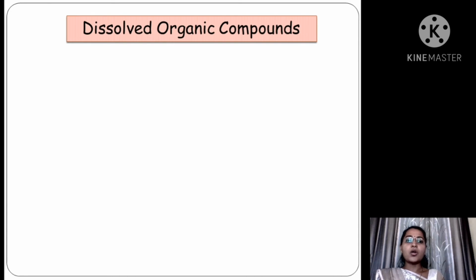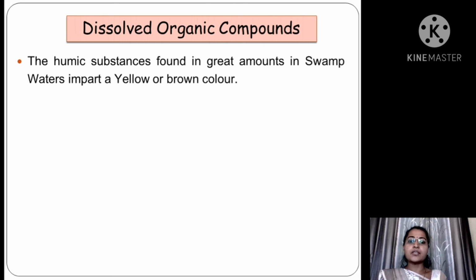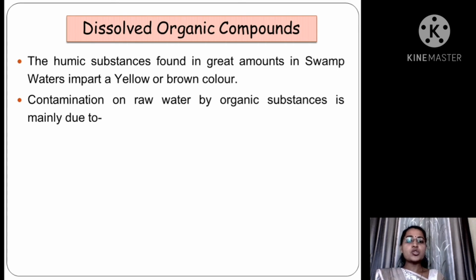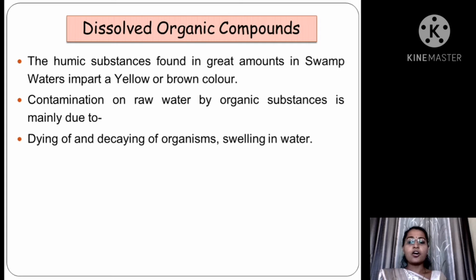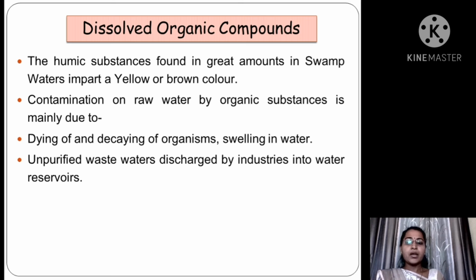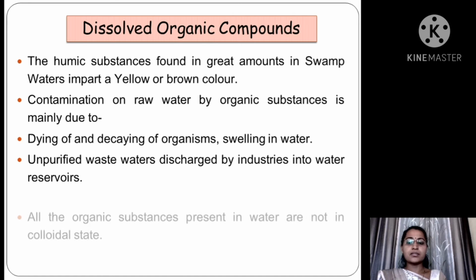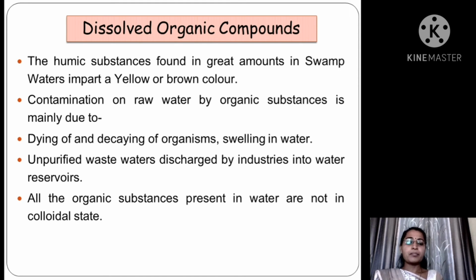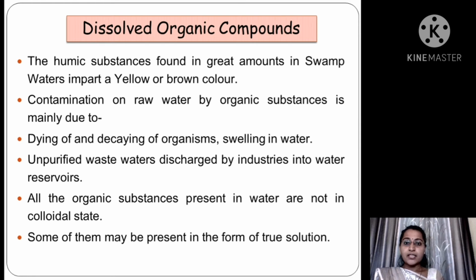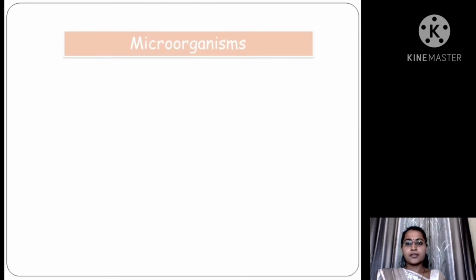Then we go for dissolved organic compounds. The humic substances found in great amounts in swamp waters impart a yellow or brown color. Contamination of raw water by organic substances is mainly due to dying and decaying of organisms, as well as unpurified wastewaters discharged by industries into water reservoirs. All the organic substances present in water are not in colloidal state. Some of them may be present in the form of true solutions.